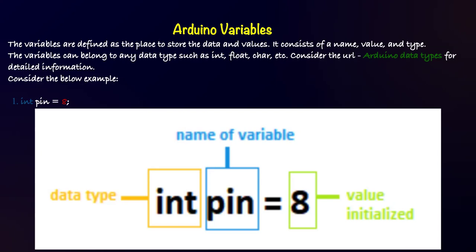That's very simple to understand basically. Integer is one of the most common data types that we use, right? Character, integer, float, data types that we use very commonly. So int stands for integer. Name of the variable is pin.